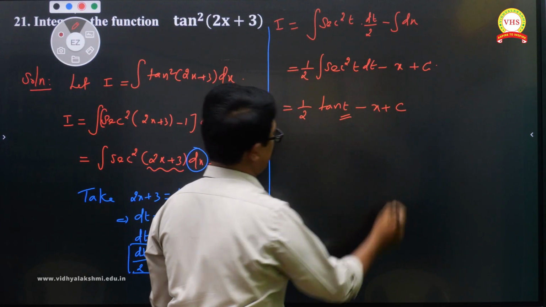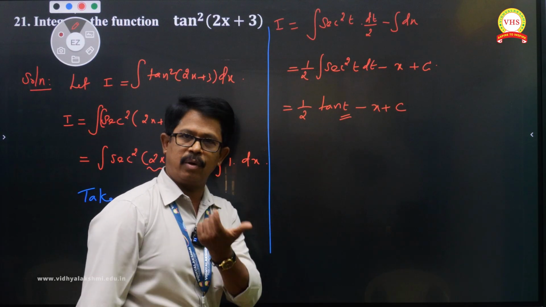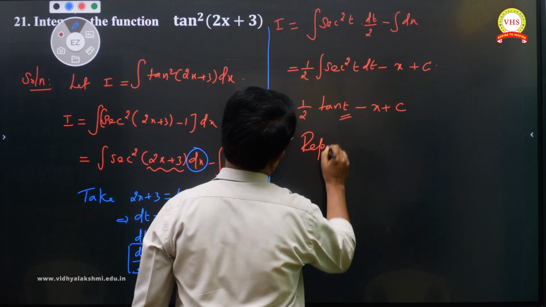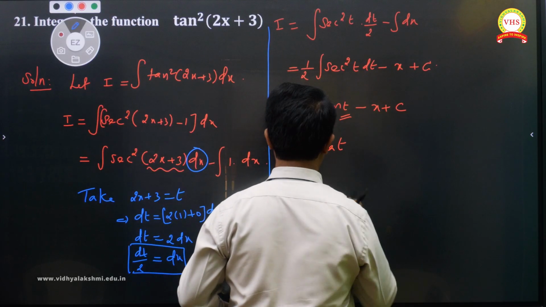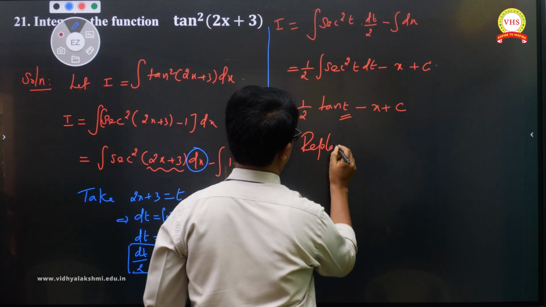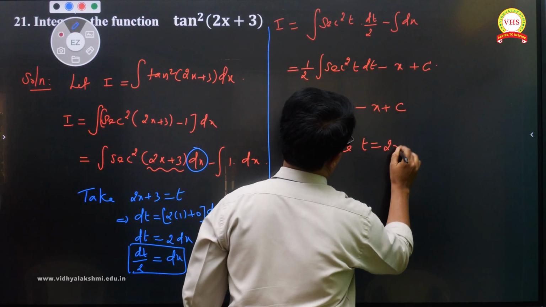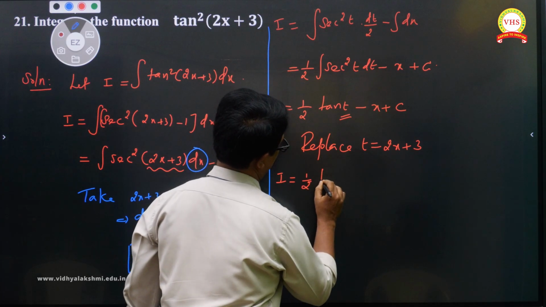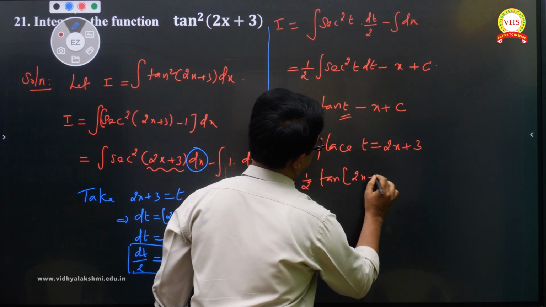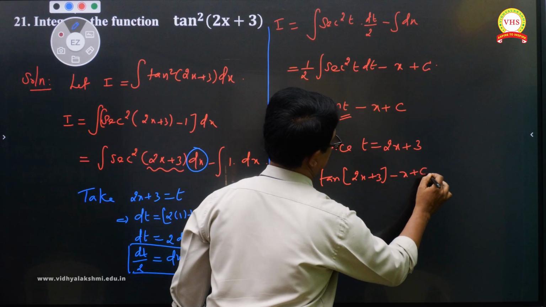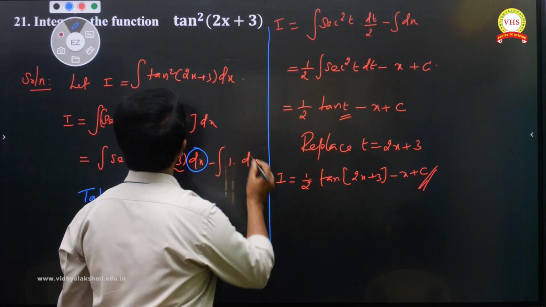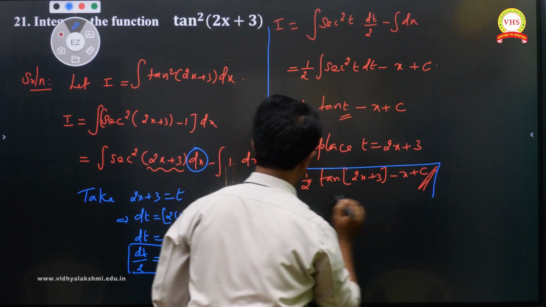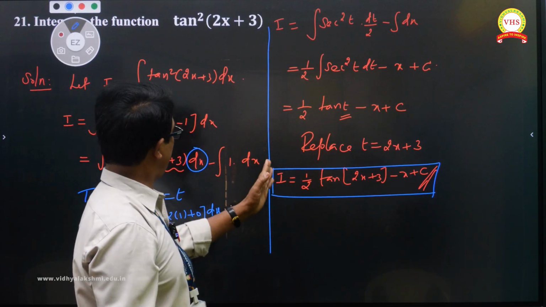Look at this, the final answer is in terms of t. Now we have to replace t. What is t equal to here? t equal to 2x plus 3. Then finally the integration value is 1 by 2 into tan of 2x plus 3 minus x plus c. This is the solution for the given integration in terms of x, because the given sum is in terms of x. So be careful about that.